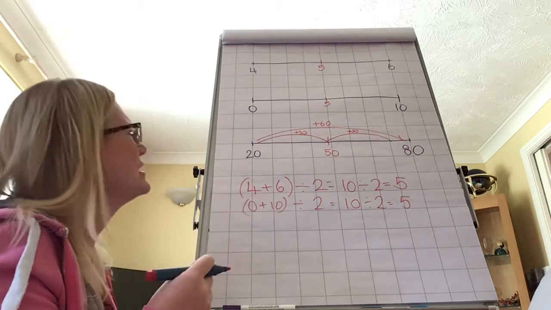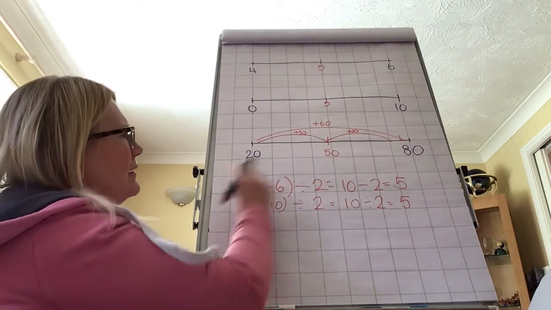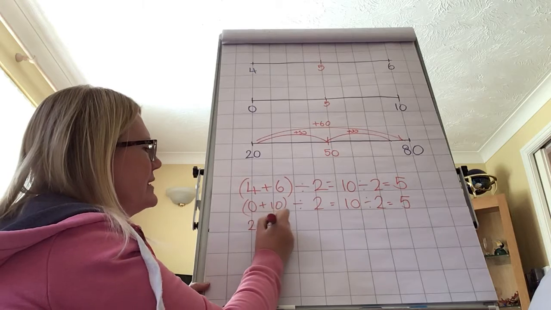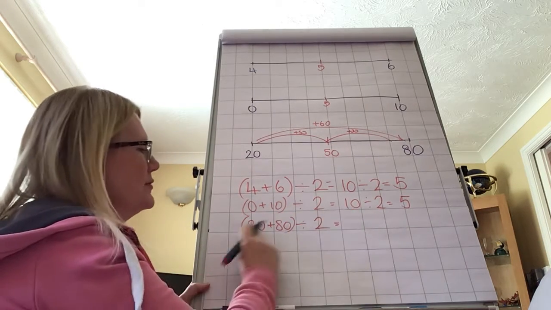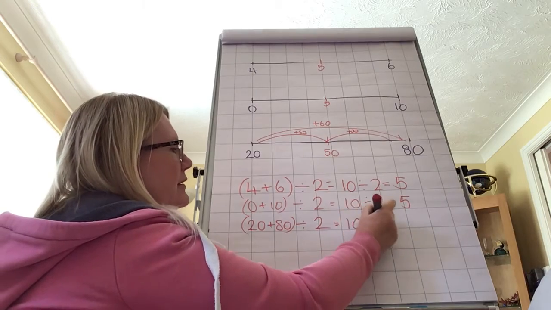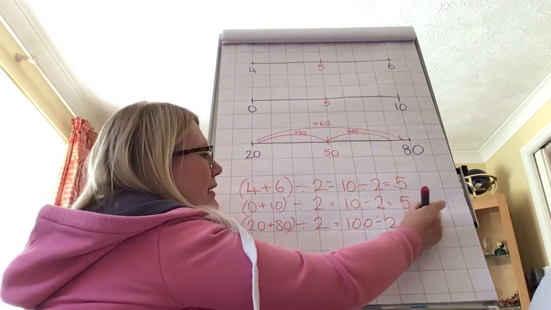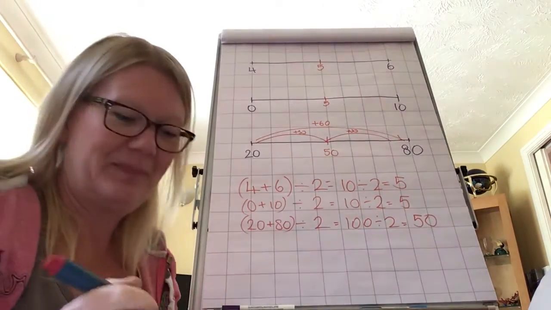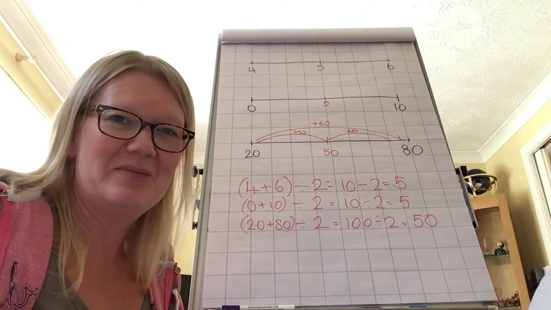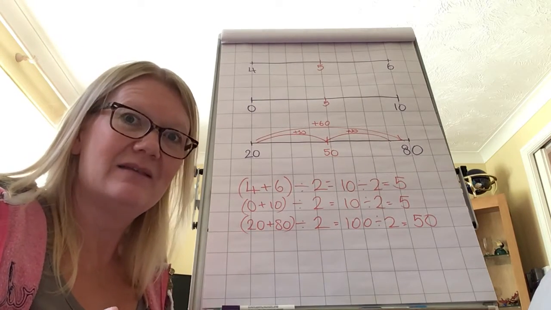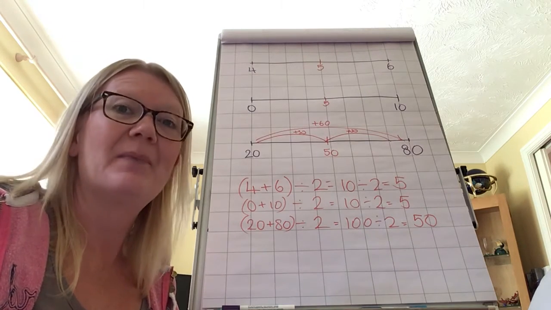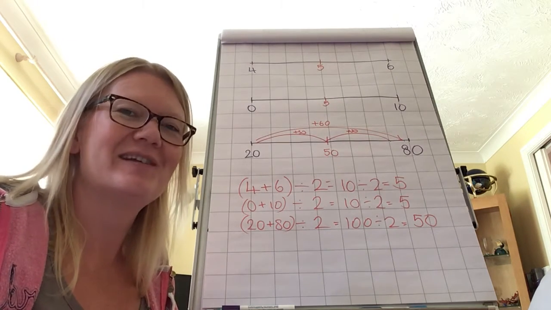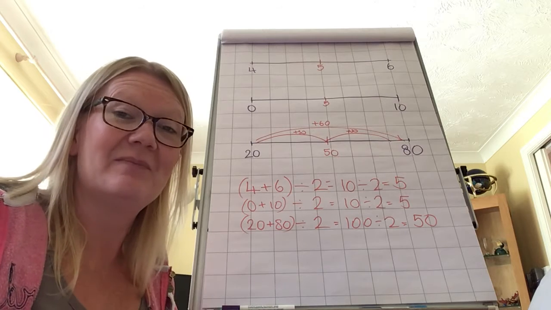We could do those off the top of our head, but what about this one? Let's just double check. 20 plus 80 divided by 2. 20 plus 80 is 100, divided by 2 gives us 50. So when you're calculating the midpoint, calculate the mean of the two numbers, add them together and divide by 2. It will make your life much simpler. That's my top tip of the day, guys.